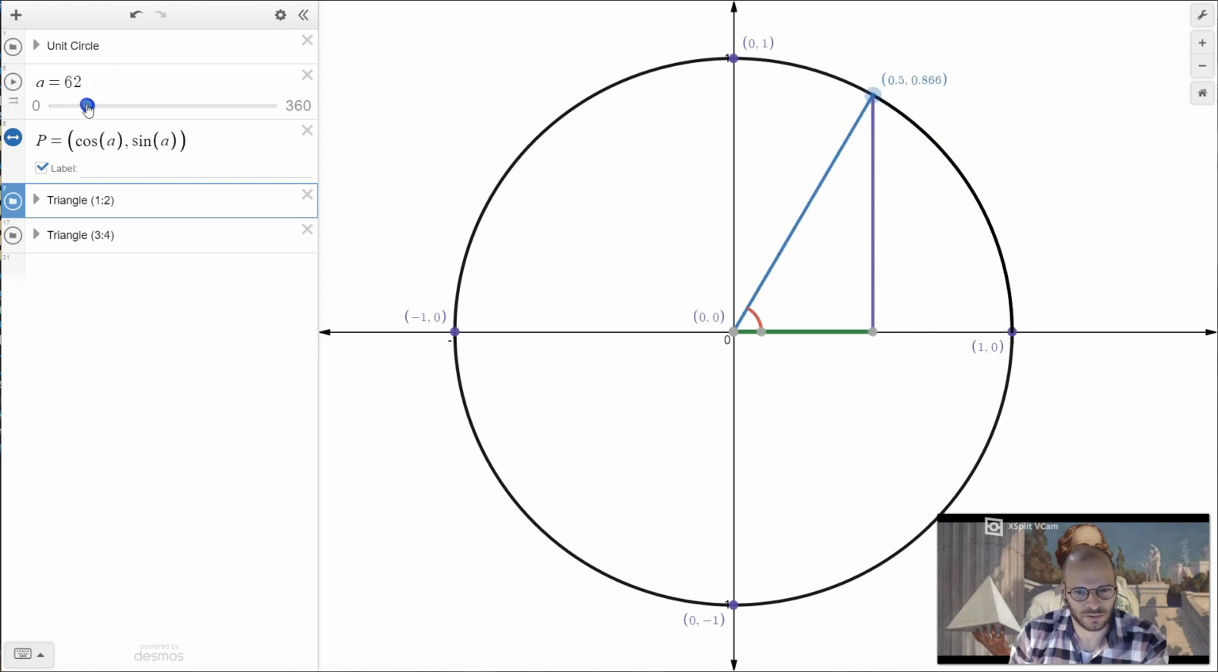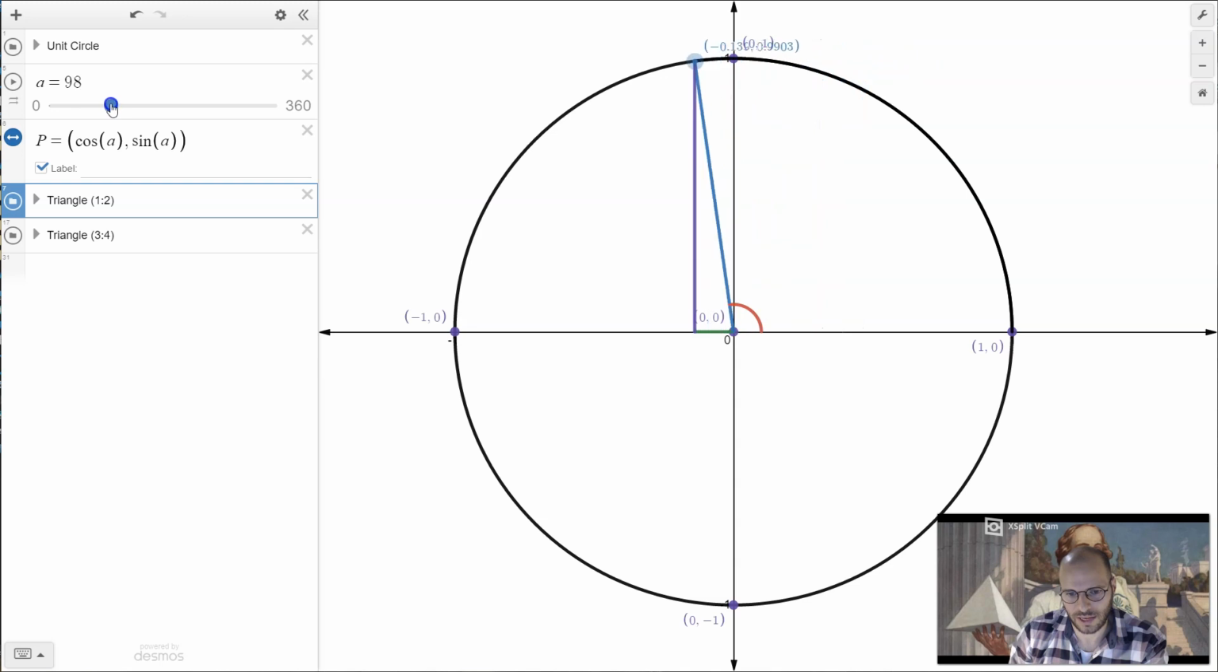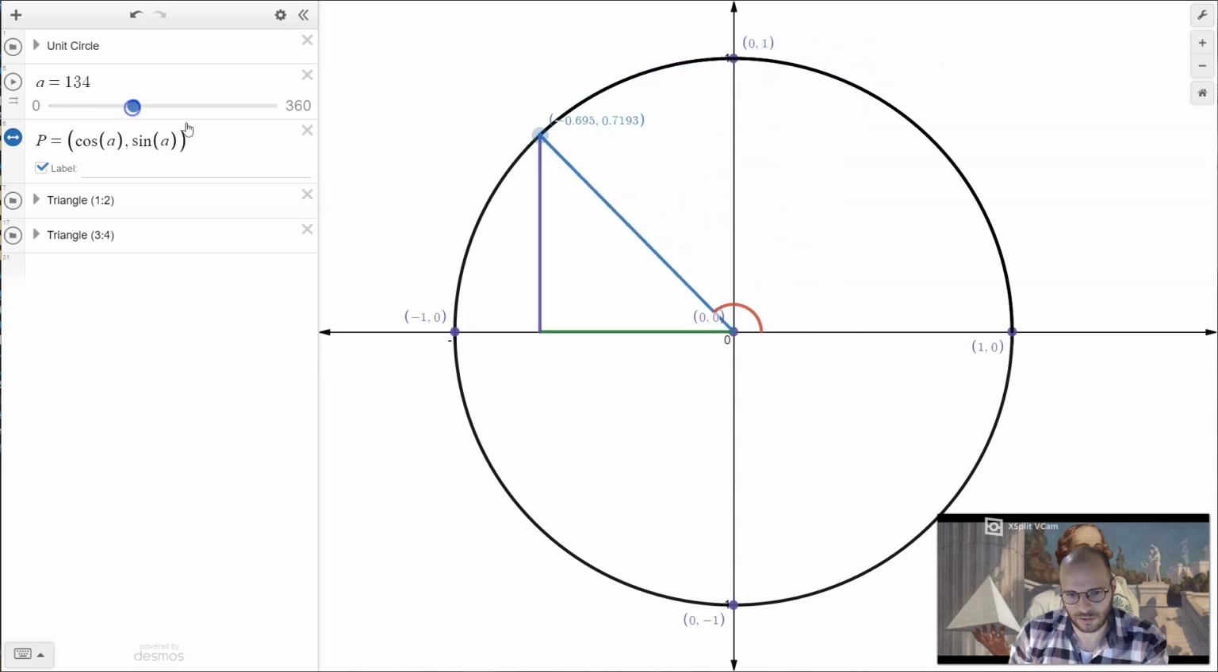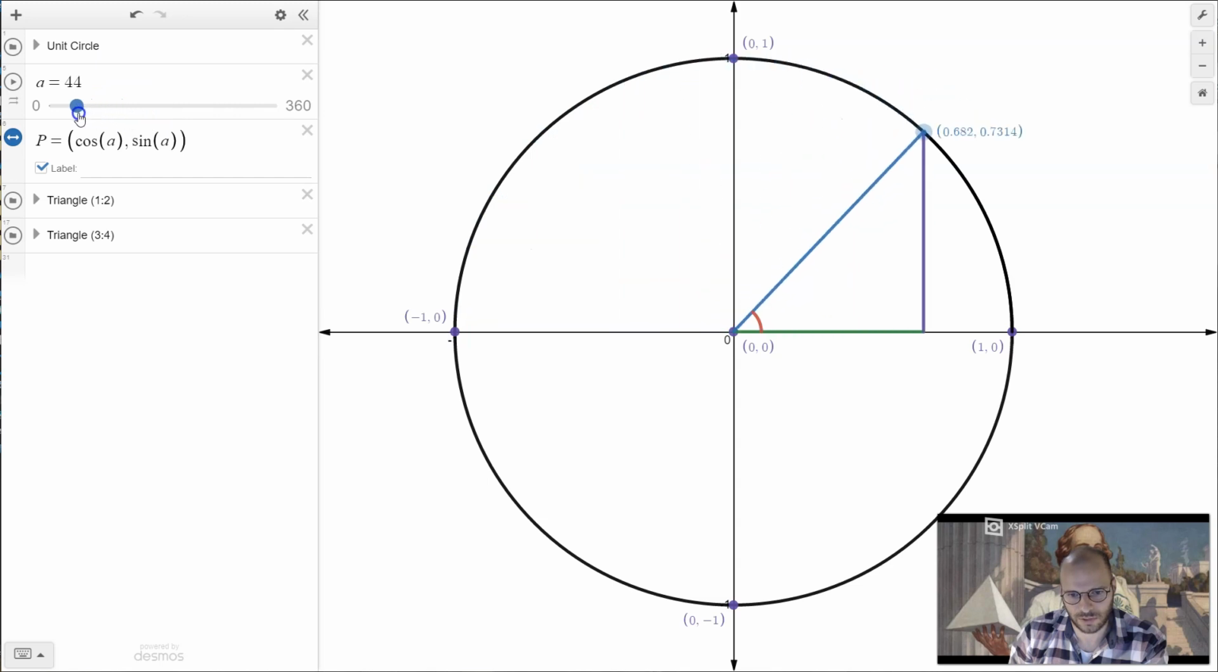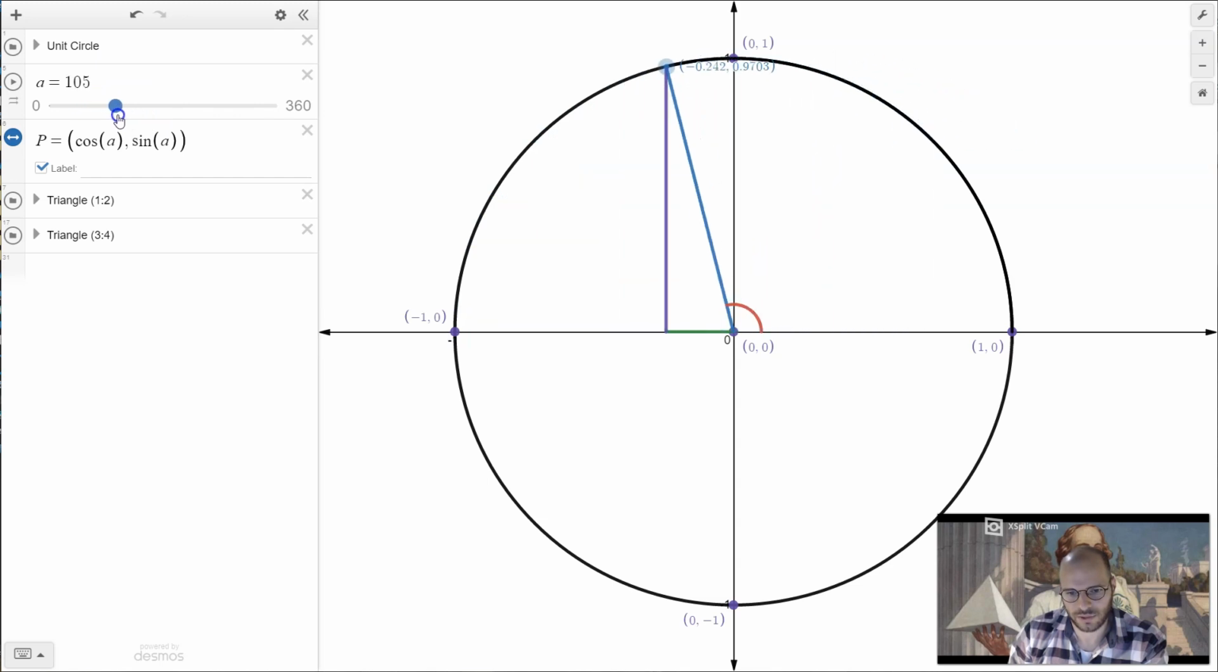Now if we sweep over to the second quadrant, what we find is that it looks mostly the same. However, there's some slight differences to the model itself. So the first thing you're going to notice is the triangle. It's no longer pointing outwards to the right. Over here it's pointing outwards to the right. It's now pointing outwards to the left.